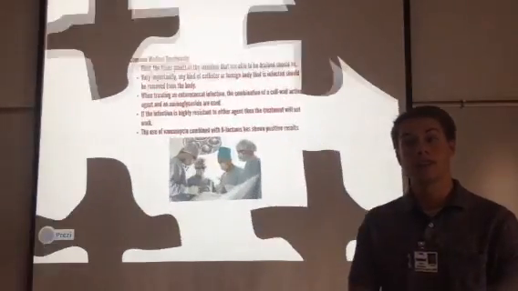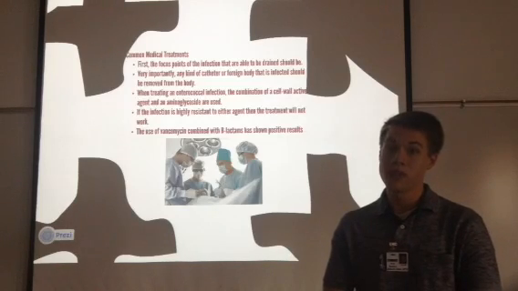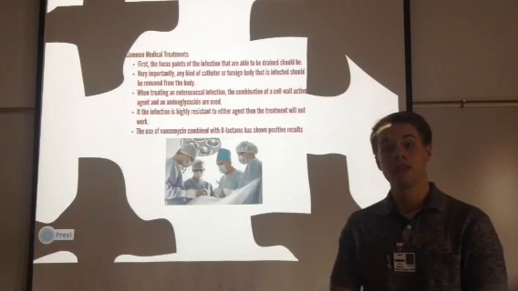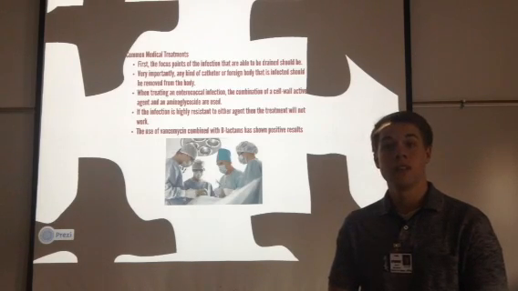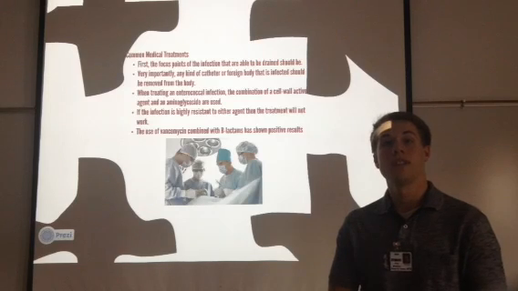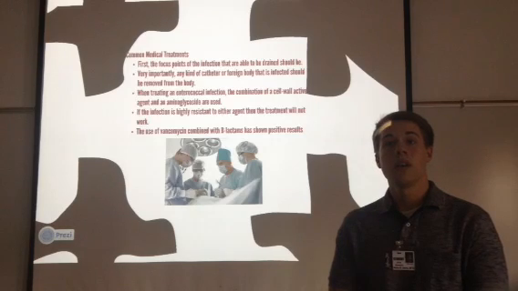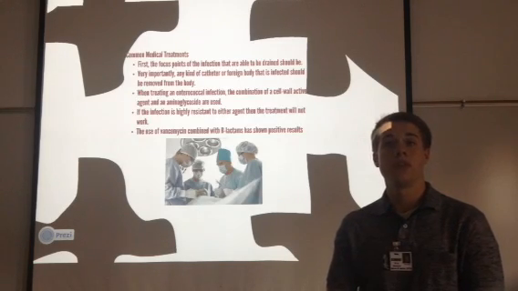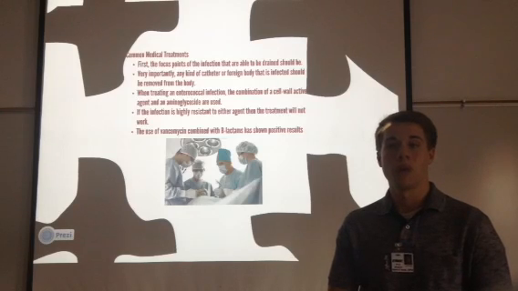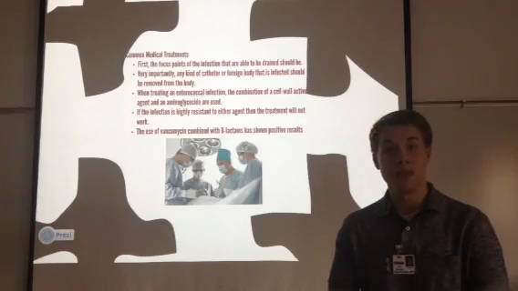Next, let's discuss some common medical treatments for VRE. First, the focus points of the infection that are able to be drained should be drained. Next, any catheter or foreign body that is infected should be removed from the body. This is very important. When treating an enterococcal infection, the combination of a cell wall active agent and aminoglycoside are typically used. If the infection is highly resistant to either agent, then the treatment will not work. A treatment that has shown positive results is the use of vancomycin combined with B-lactams.